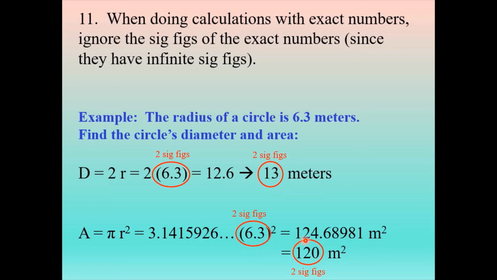So 124.6 rounds to 120, with just the 1 and the 2 being our sig figs. The 0 here, the trailing 0, is not a significant figure.